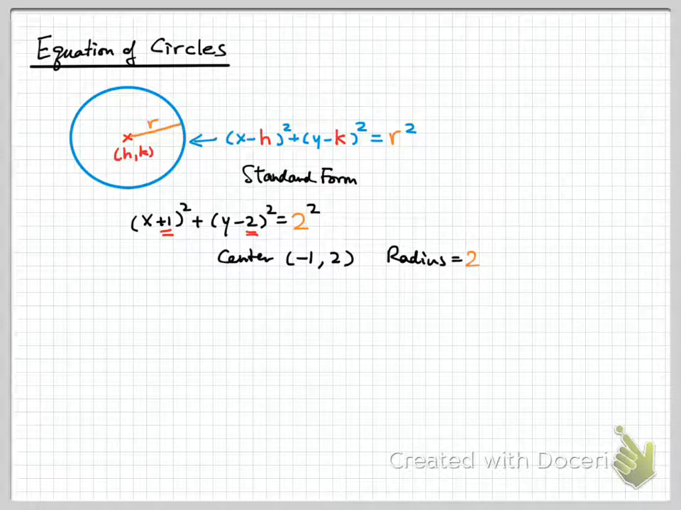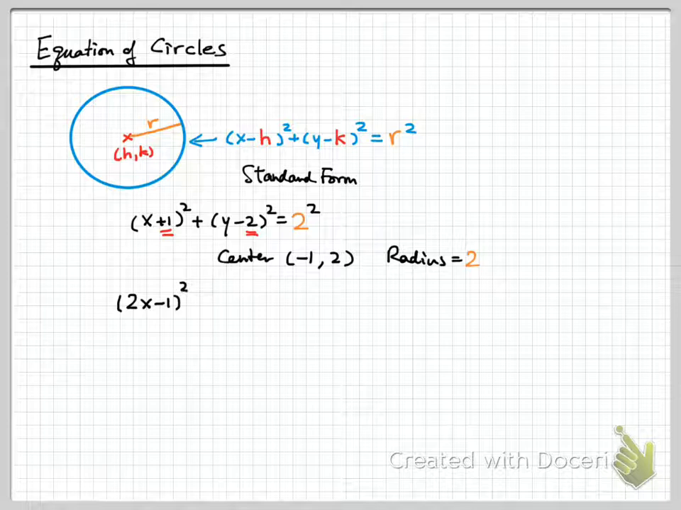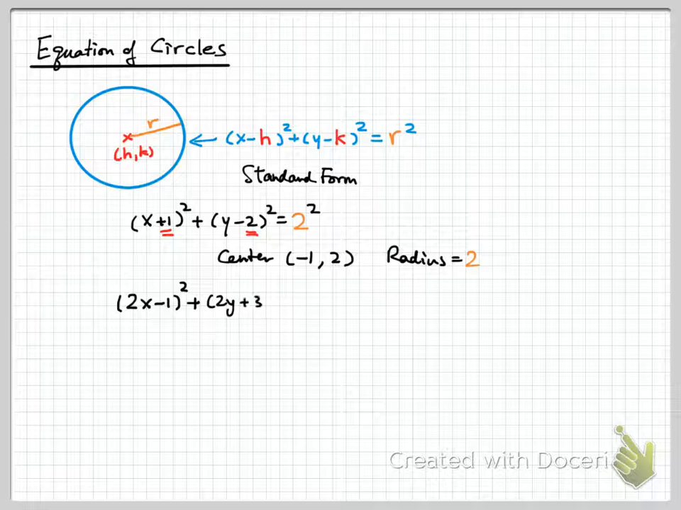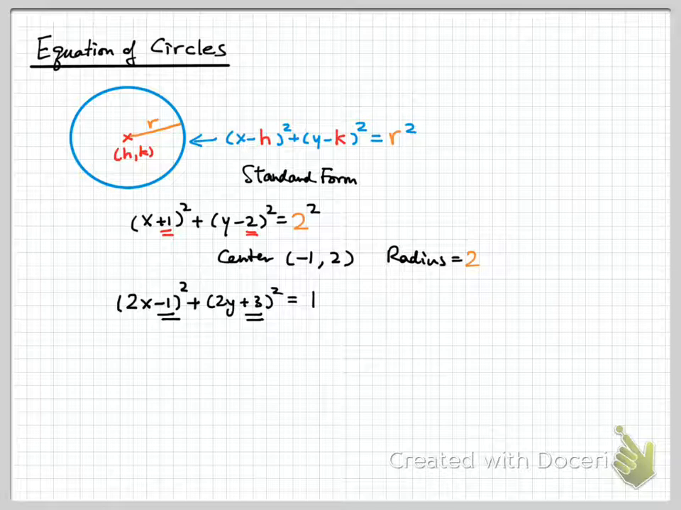Now, if it was like 2x minus 1 all square, there's a 2 here. And we have 2y and 3, all square equals to 1. So how do you read the center and the radius? Now mind you, the center is no longer 1 and minus 3 because of the 2 here. So first of all, we have to normalize the whole equation to change these 2's into 1's.